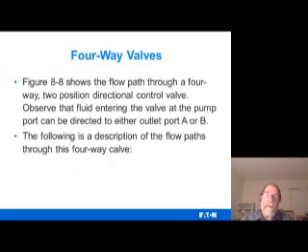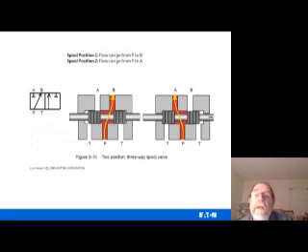Now 4-way valves. Figure 8.8 shows the flow path through a 4-way 2-position directional control valve. Observe that fluid entering the valve at the bottom port can be directed to either port A or B. Following is a description of the flow path through the 4-way valve. Here you have the 4-way valve. It's got 4 ports, 2 positions, and in right here the pump is going to port B, and A is blocked.